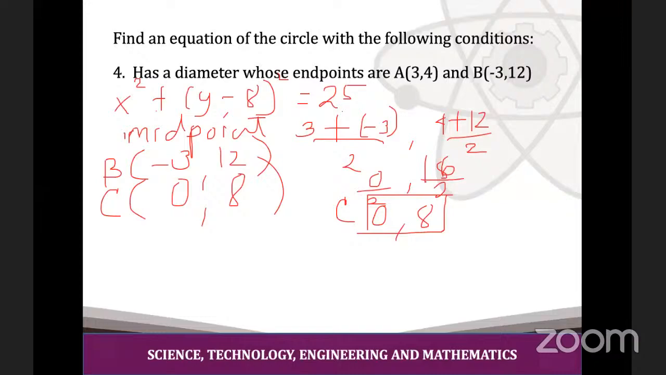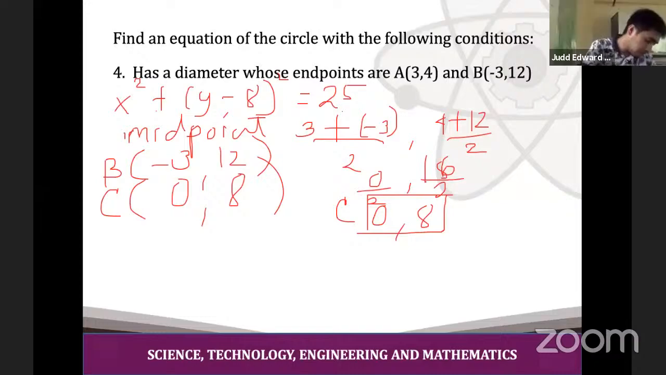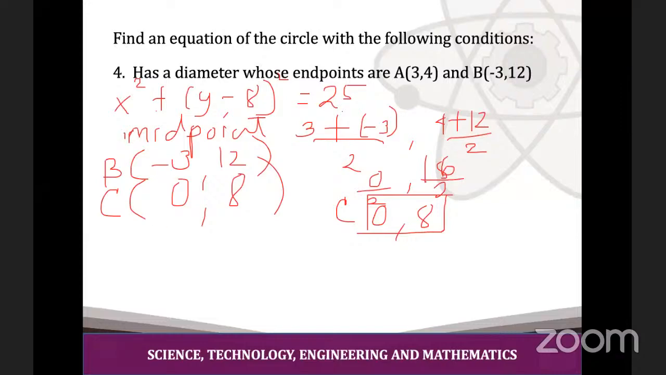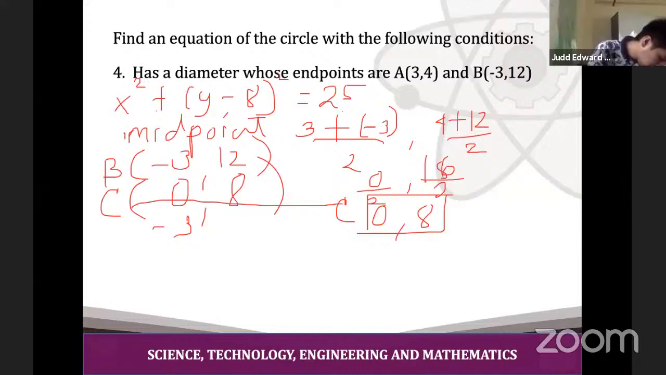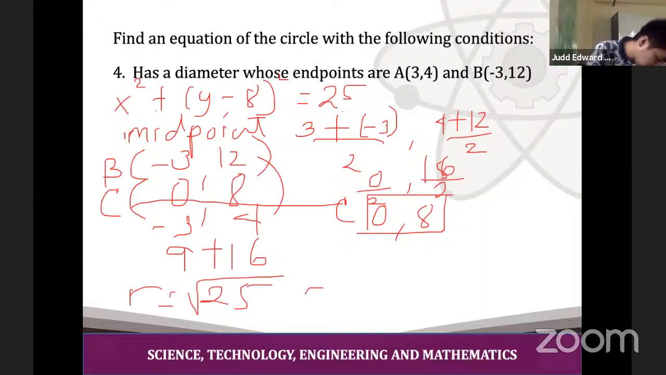Okay, so let's now subtract. What is negative 3 minus 0? Negative 3 minus 0 is negative 3. 12 minus 8 is 4. Therefore, negative 3 squared is 9. 4 squared is 16. 9 plus 16 is 25. Therefore, the radius now is equal to the square root of 25, or that is 5.